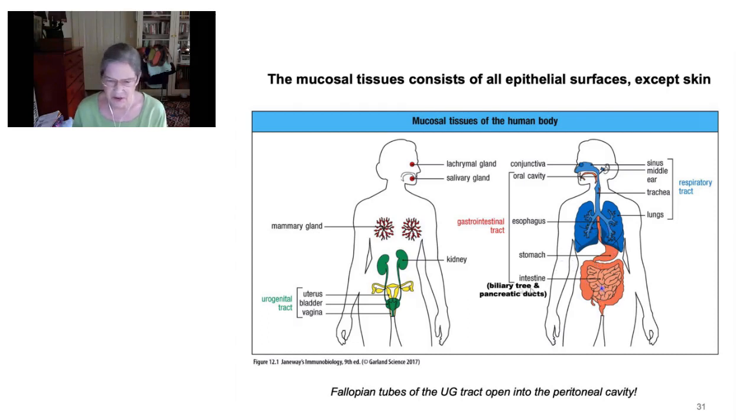The biliary tree and the pancreatic ducts coming out from your duodenum and going up into your liver and so forth, or from the urethra to the bladder, to the kidneys. That's all going to be epithelial cells. And then also, scarily, the lining of the fallopian tubes, which then opens up into the peritoneal cavity. So, yikes.